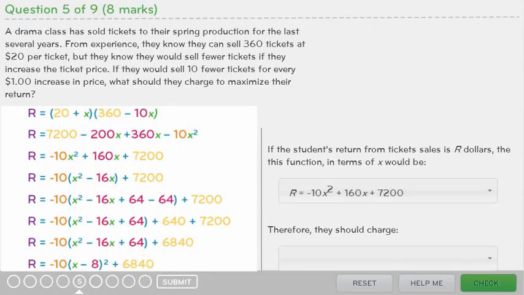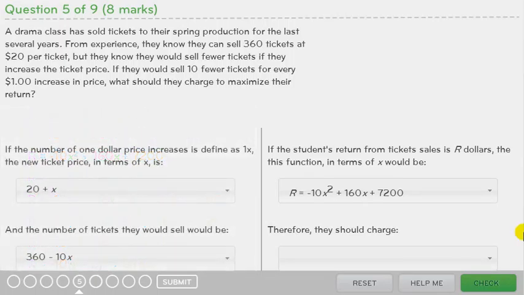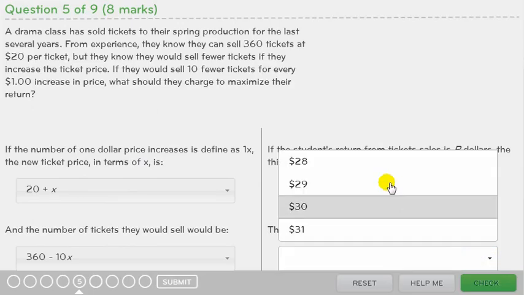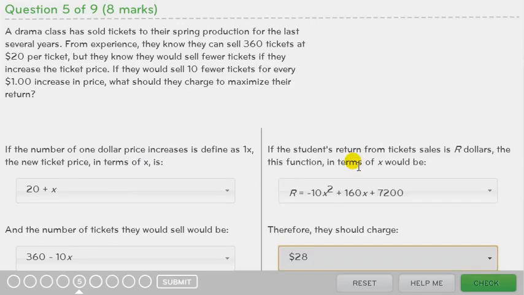Finally, because we need to do 8 increases in price, 8 increases of $1, and the initial price was $20, we know that our maximum revenue will occur when we have a ticket price of $28. Finally, let's check our solutions, and we are correct.